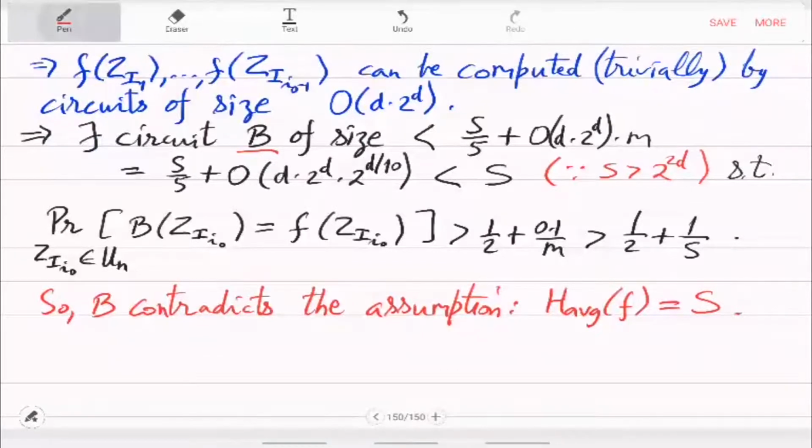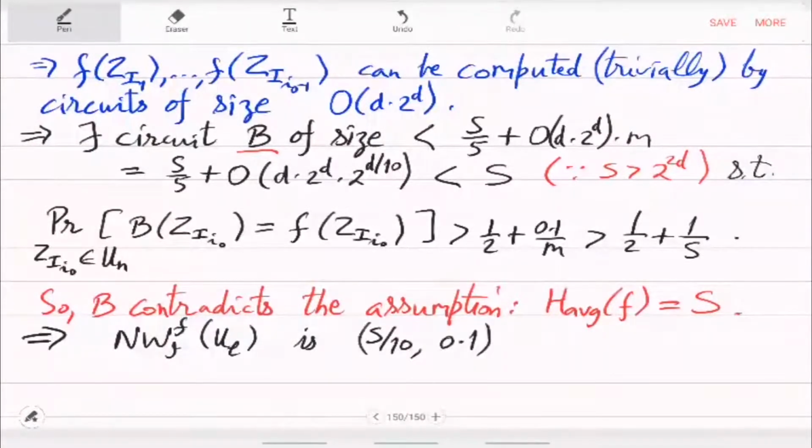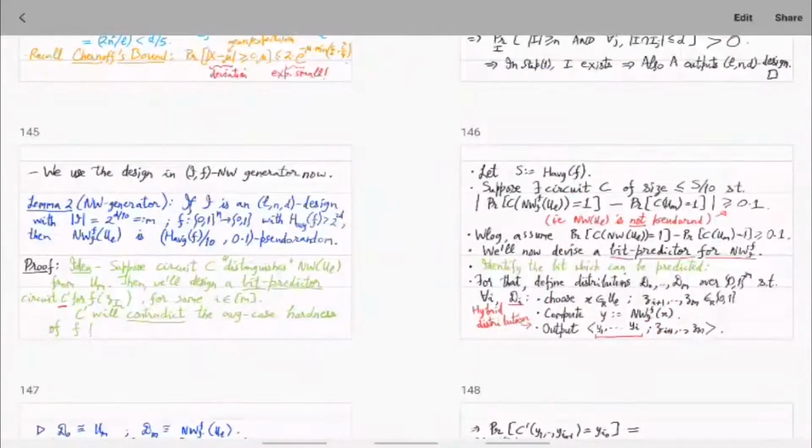So, what does this give you in the end? This contradiction ultimately implies that what we had assumed, NW's output being not pseudo random, it actually is. So, we deduce that NW of f on U_L is S by 10, 0.1 pseudo random. Okay, so, this finishes the proof of lemma 2.